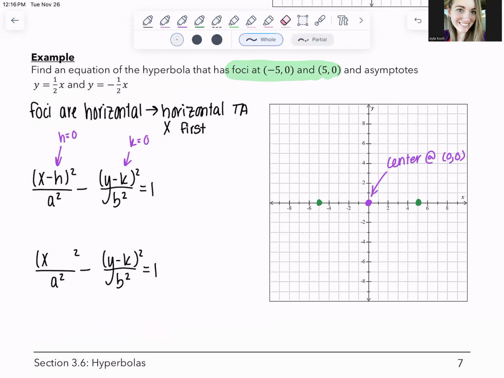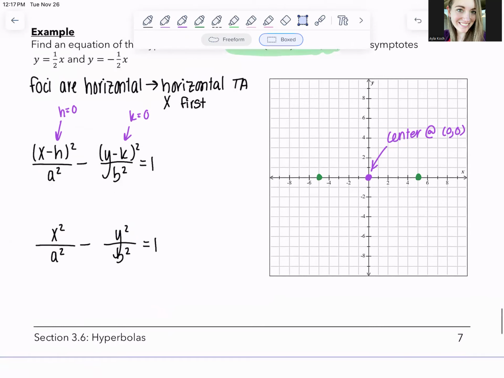So we can just get rid of h and k. So it's just x squared over a squared minus y squared over b squared equals 1. Now we need to find a squared and b squared.